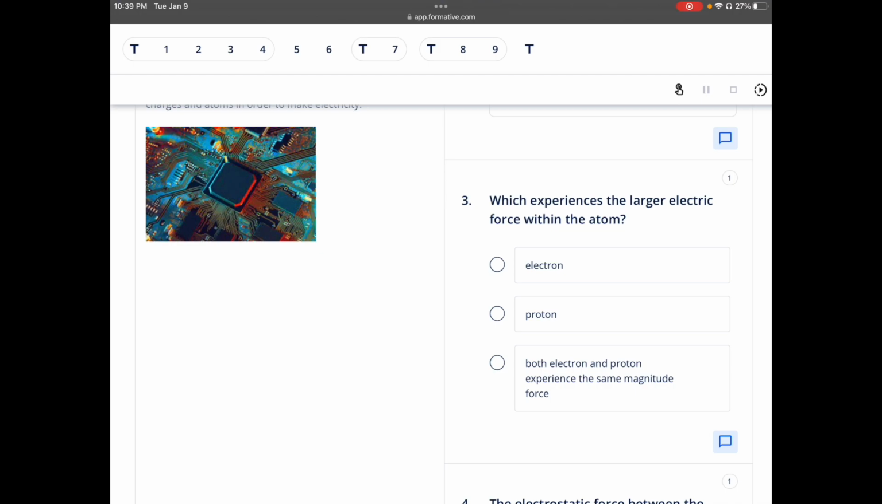Now, comparatively, the electron and proton both experience the same force. This is a Newton's third law force pair. So the electron pulls the proton right, the proton pulls the electron left. They have equal magnitude forces. But one might move faster than the other if one is lighter than the other.